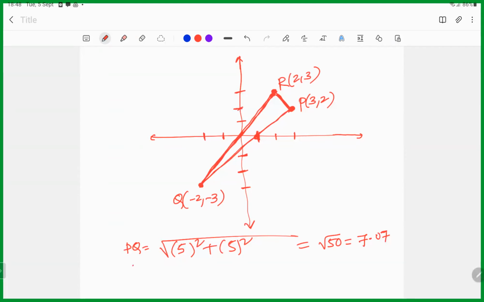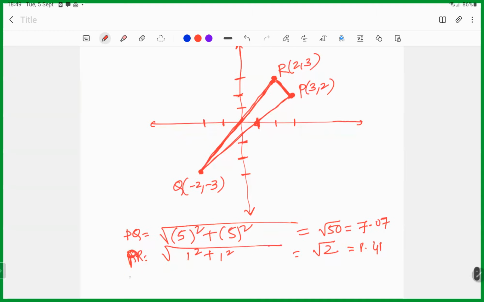So what about the others? PR equals the square root of 1 square plus 1 square, which equals 1.41. So what about QR? QR equals the square root of 4 square plus 6 square, right? Which is equal to the square root of 52, which is approximately 7.21.